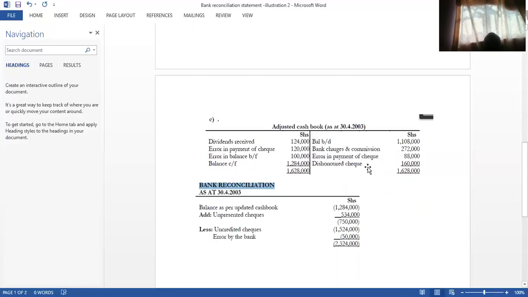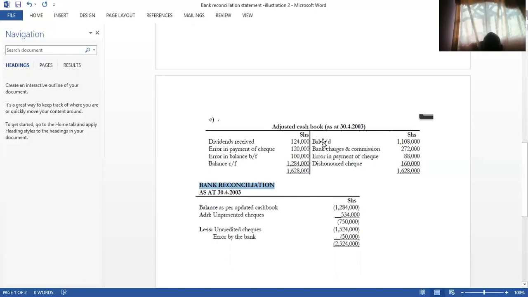Then on this side, look for the direct deposit, dividends received, and anything that normally signifies money coming into the business. If that money is coming into the business, then you should capture it here. If it is going out of the business but not in the cash book, you put it here. At the end of the day, you balance it and then you bring that balance as per the updated cash book here.